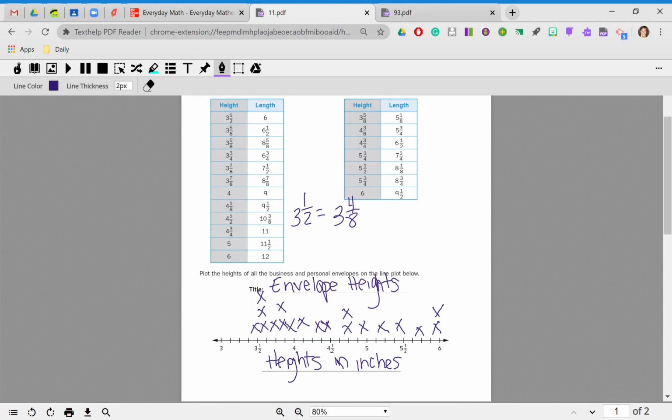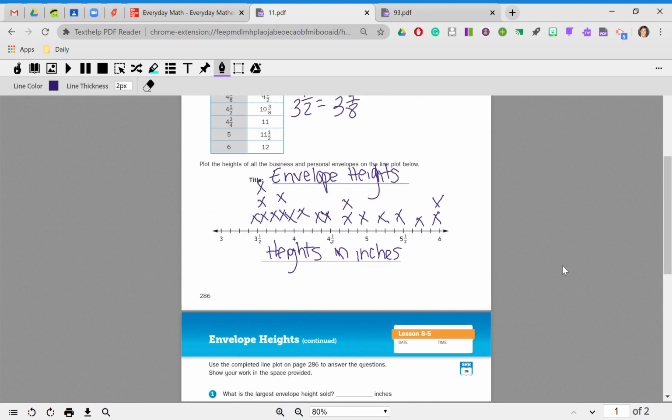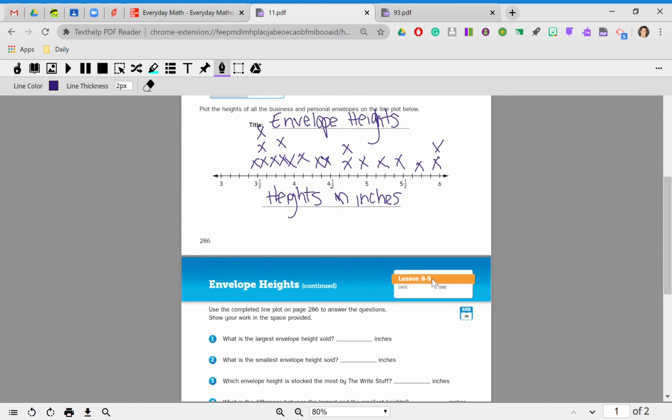All right, here we go. So that is what our line plot should look like. Now, when I come down here for our questions, it's going to ask you a variety of questions that connect back to this line plot up here. So you need to make sure that your line plot is accurate before you answer these questions. All right, and it tells you the same thing up there.